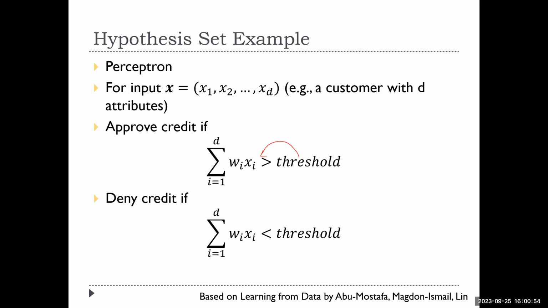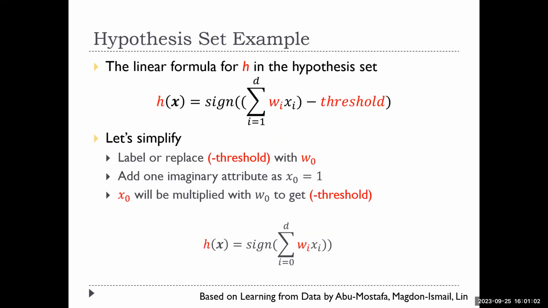If the sign is positive, it's approved credit. If the sign is negative, then deny credit. So I can convert the formula in this way. That's what I did here. I subtract the threshold and then look at the sign. The sign will tell me approved or not. So I combine two formulas into a single one. This is the way it goes normally.